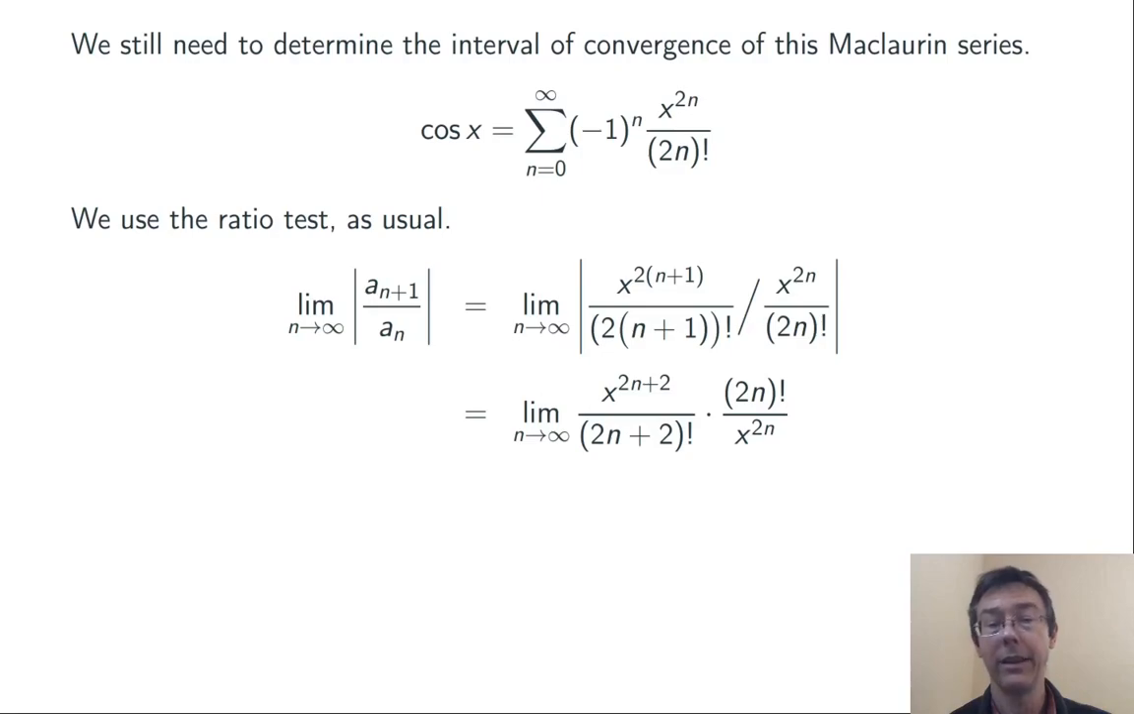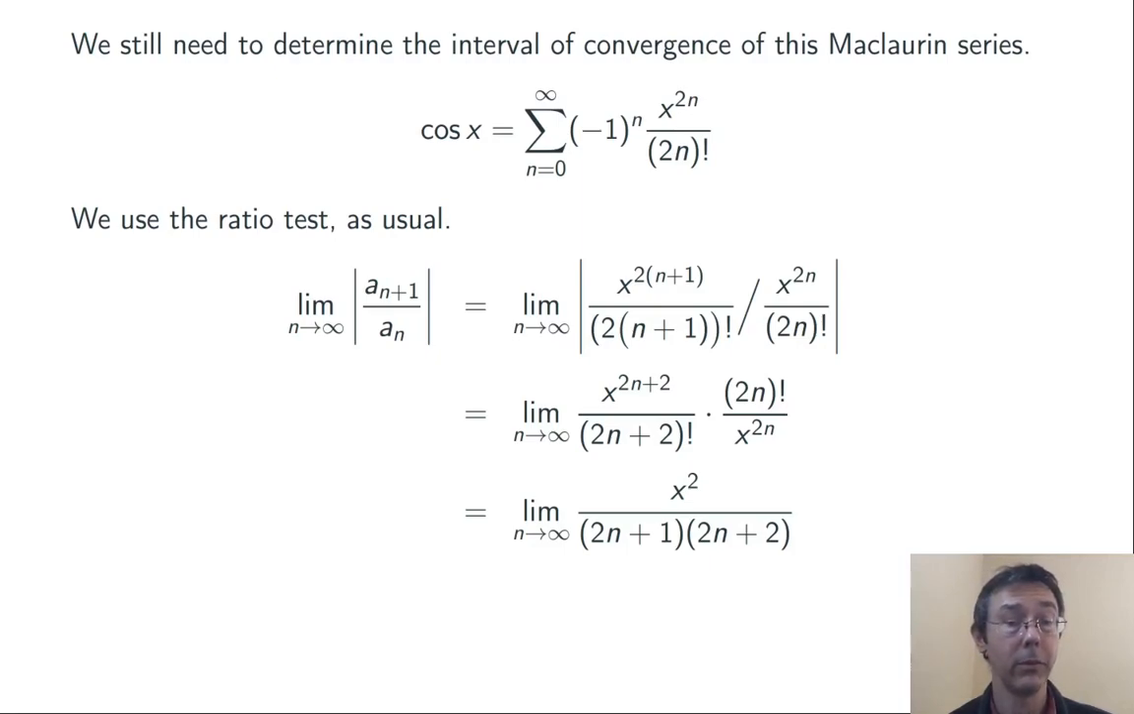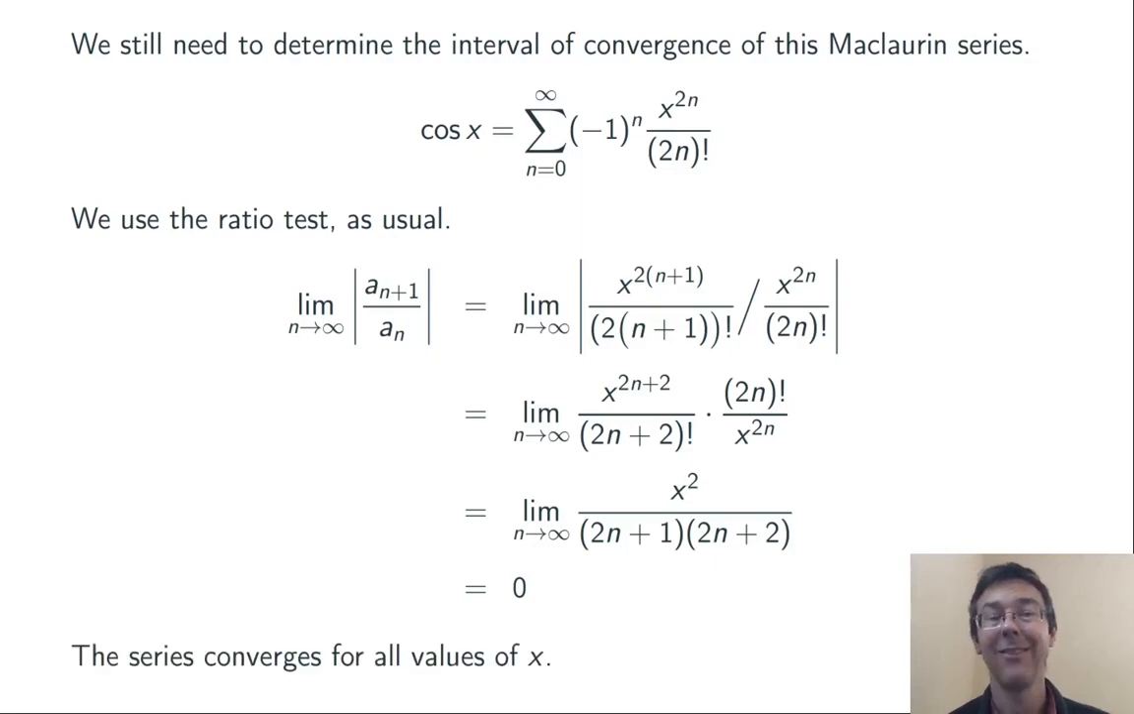Now there's a lot of cancellation. All I'm left with is the limit as n goes to infinity of x squared over 2n plus 1 times 2n plus 2. So for any number x, the denominator is going to go to infinity, the numerator's not, so whatever x is, this is going to 0. The ratio test says that the series will converge if this limit is less than 1. It's always less than 1, so this series always converges. Converges for all values of x.